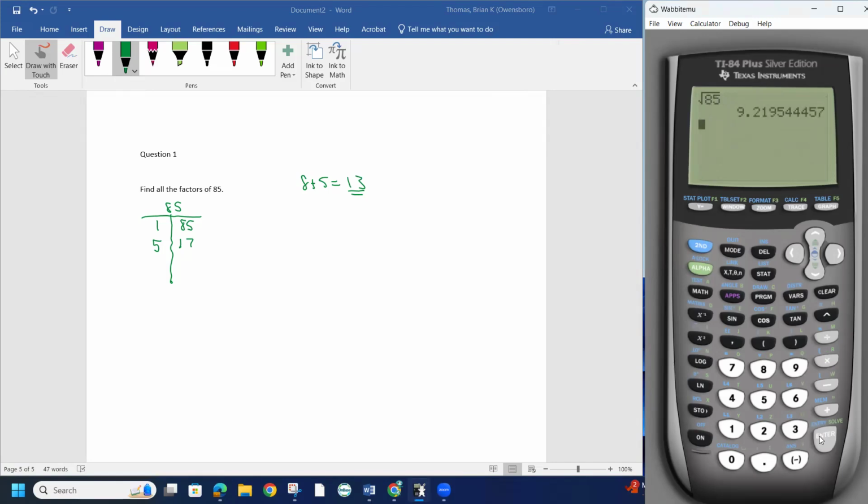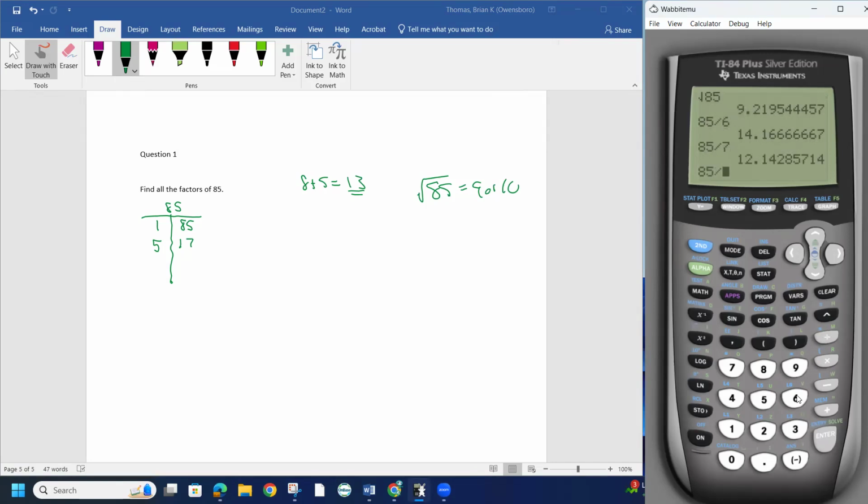The square root of 85 is approximately 9 or 10. So when I'm searching for factors, I don't have to go past 9 or 10. So let's start with 6 then. 85 divided by 6, that's going to crash. 85 divided by 7, that's not going to work.